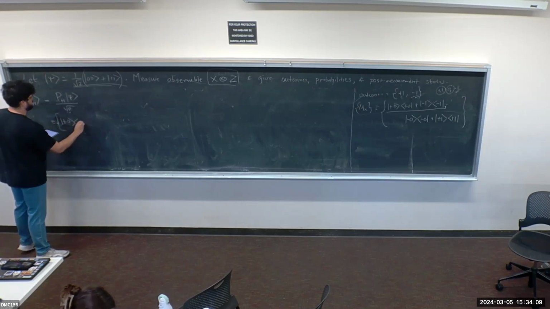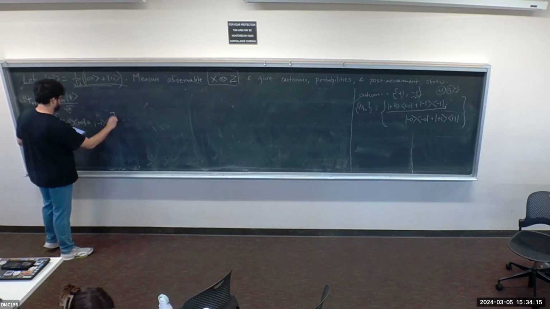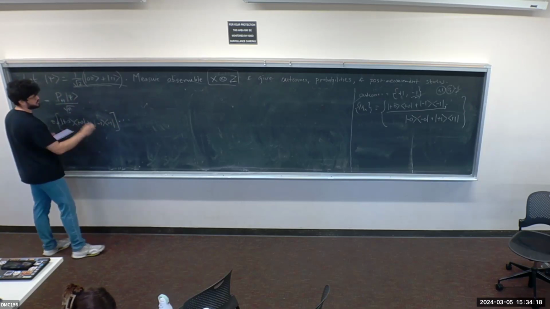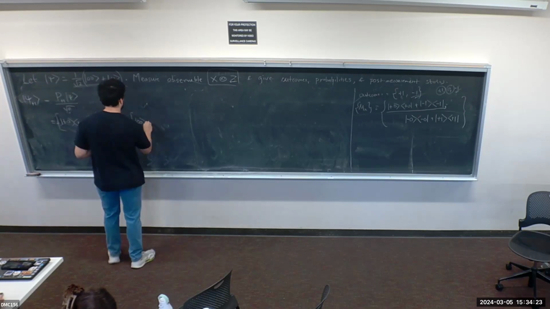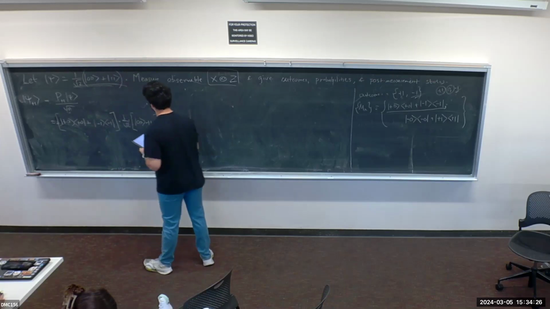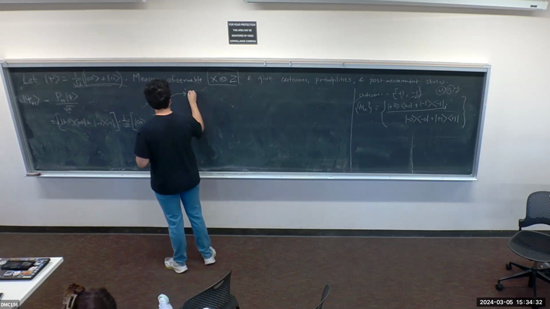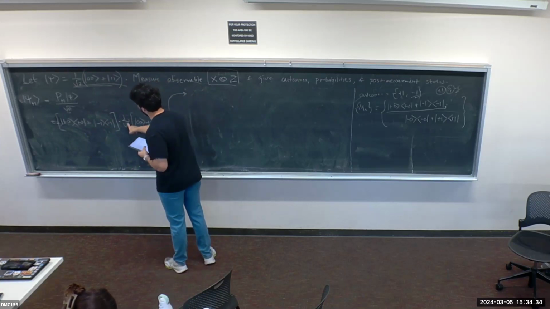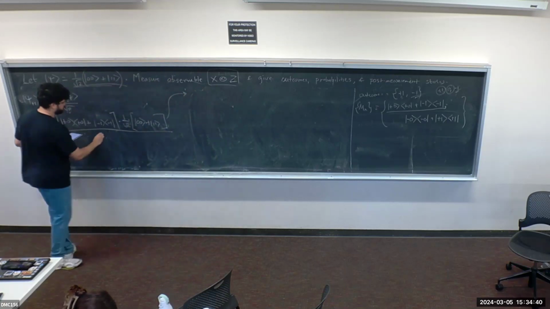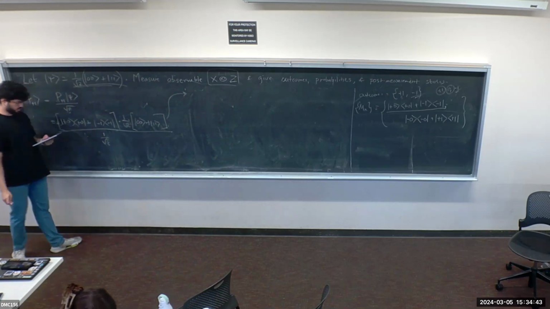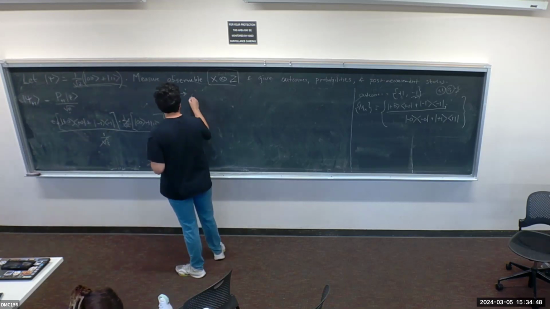|+⟩⟨+| plus |-⟩⟨-|. And now we multiply our state, which is 1/√2 (|+0⟩ plus |1 1⟩), and then we just expand. So we have this 1/√2 outside, and we also have in the denominator 1/√2. So this gets cancelled out.